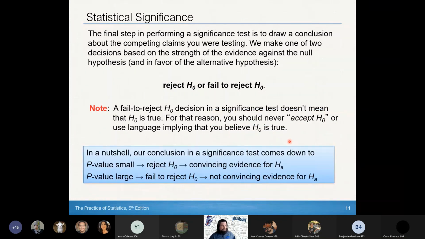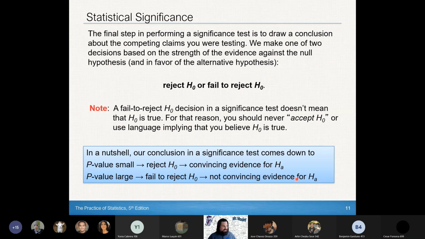In a nutshell, our conclusion in a significance test comes down to: if the p-value is small, then we reject H naught, and we then have convincing evidence for HA, the alternative. If the p-value is large, then we fail to reject H naught, and we do not have convincing evidence for the alternative.